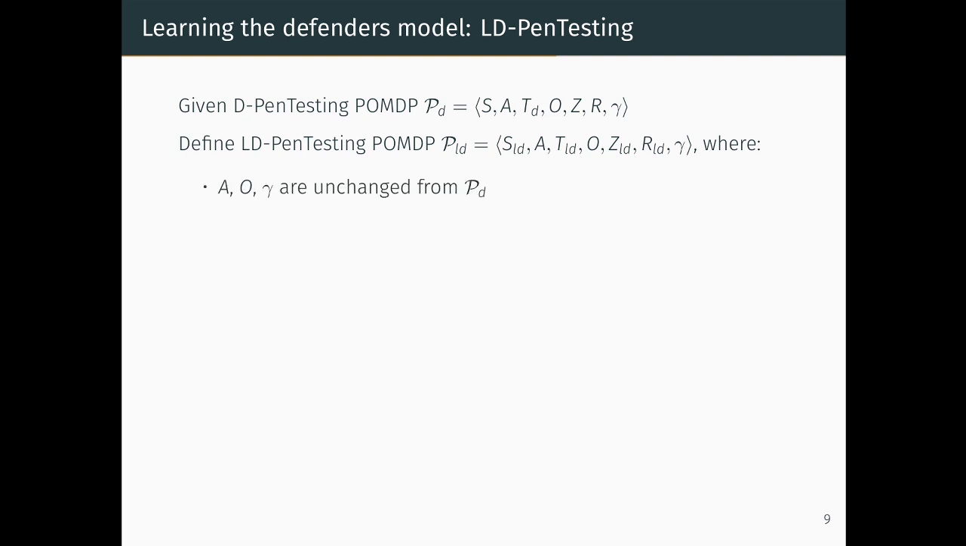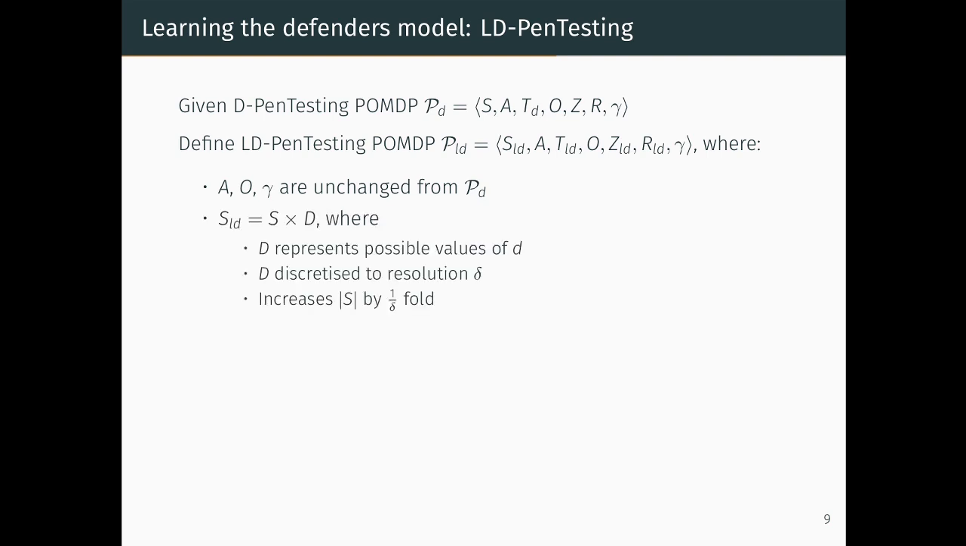The action and observation spaces along with the discount factor are unchanged. For the state space, we add an extra variable, capital D, which represents the possible values of the decay factor, discretized to a resolution delta. This increases the size of the state space by 1 over delta fold. The observation and reward functions are not affected by the decay factor and so are the same as D-pen testing, ignoring the decay factor variable.